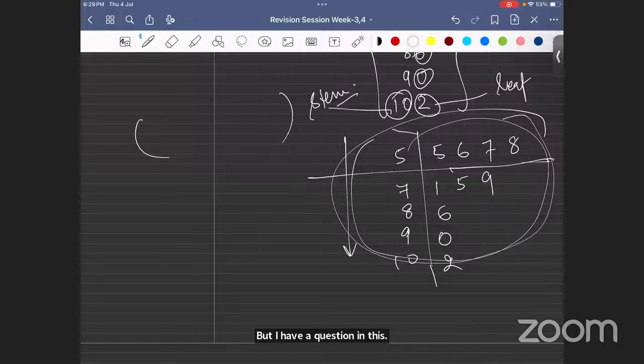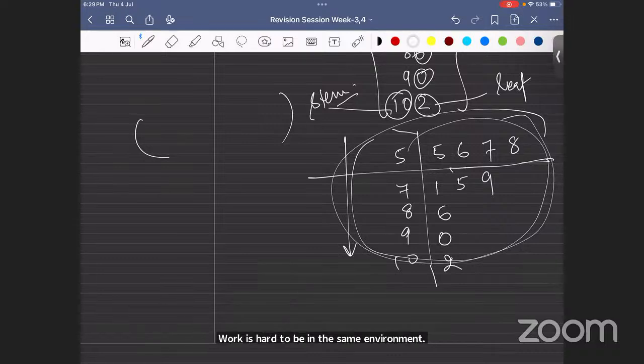Sir, do we need to arrange the stem in ascending order as well, or can we arrange it randomly? No, you have to put it in ascending order. Both stem and leaf should be in ascending order.